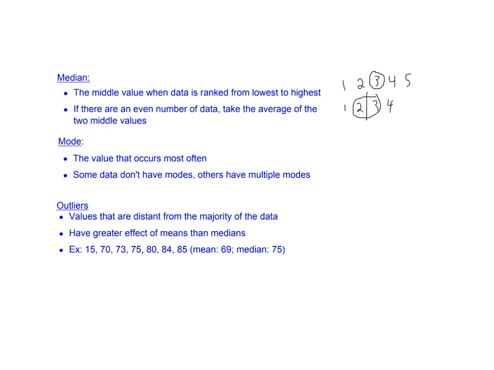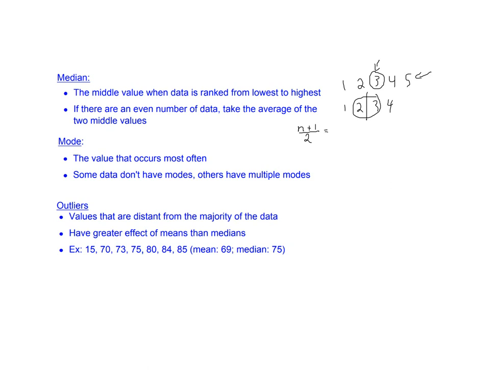So for example, if we look up here at this sample with 5 elements in it, numbers from 1 to 5, the middle was right here at 3, and we can see that visually. But we want to be able to do this for larger sets of data, and the way that we can do that is we take the number of data points that are in this set, we add 1 to it, and then divide that by 2, and that will give us the middle number.